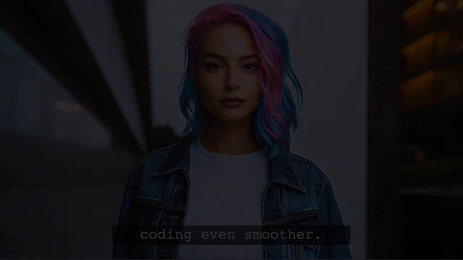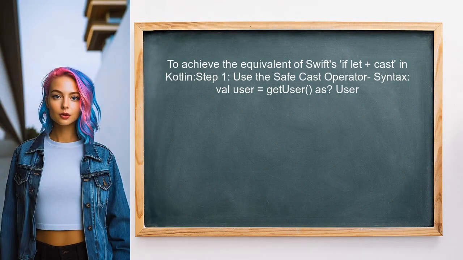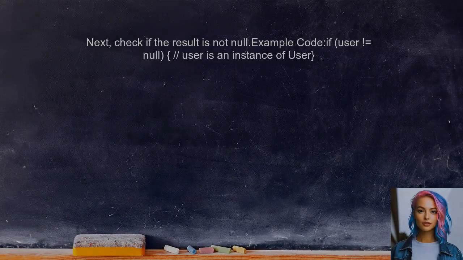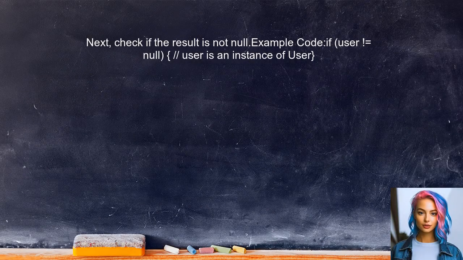To achieve the equivalent of Swift's if-let plus cast in Kotlin, the user can utilize the safe cast operator. This operator allows for a safe type conversion that returns null if the cast fails. Next, the user should check if the result of the safe cast is not null. This can be done using an if statement. If the cast is successful, the user can safely use the variable.